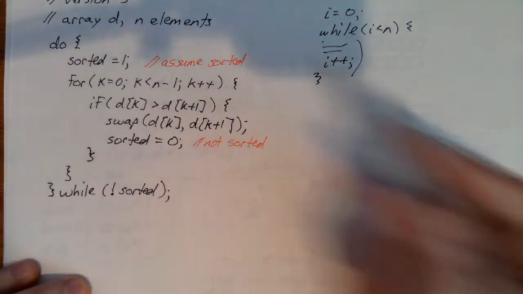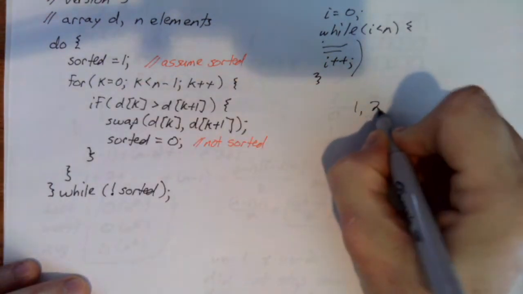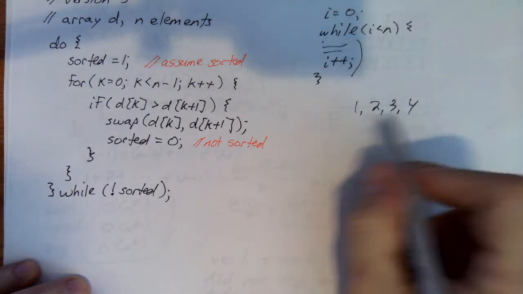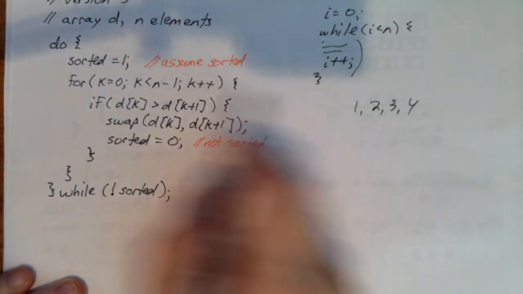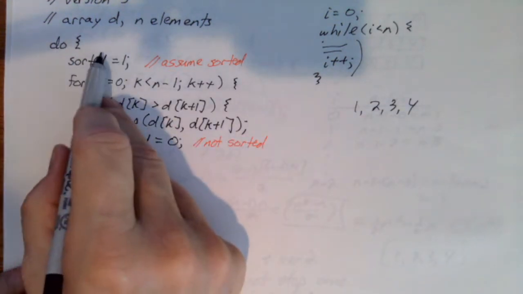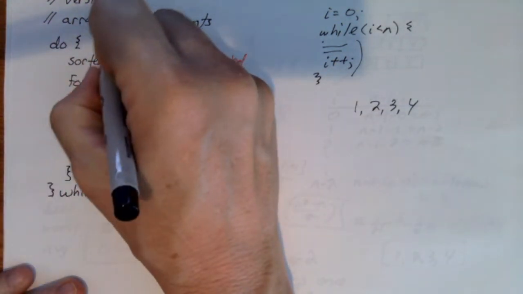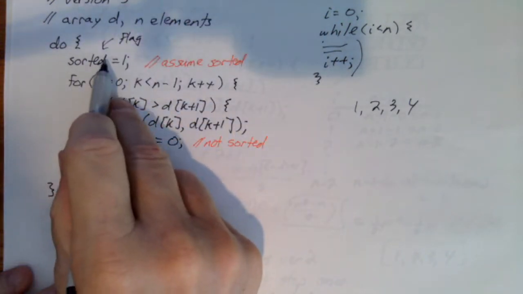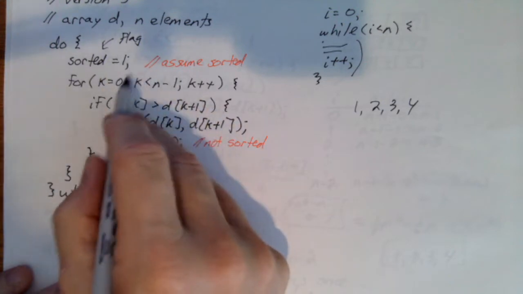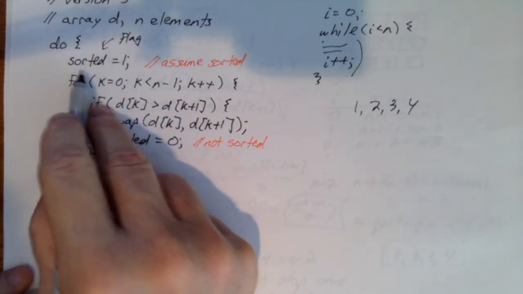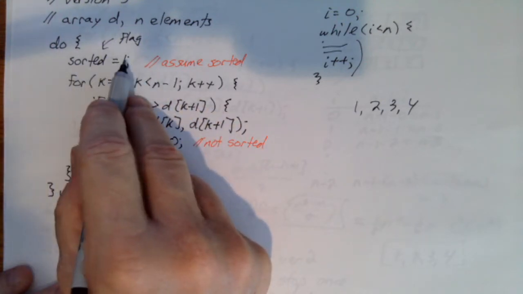And why do we do that? Well, let's say we have this right here. 1, 2, 3, 4. We don't know it's sorted unless we look at it first. So how does this work in this case? We enter the do while, and I'm gonna have this flag variable that represents my assumption that the data is already sorted, unless I find out otherwise. So what will happen here? Sorted equals 1, which is true.